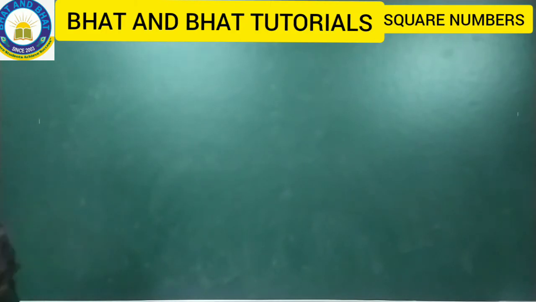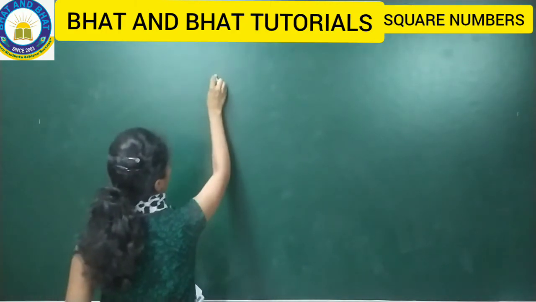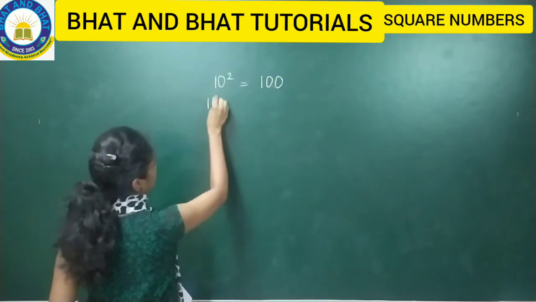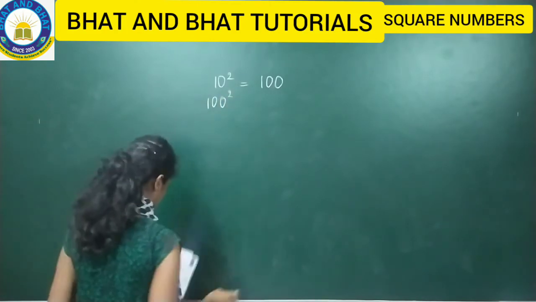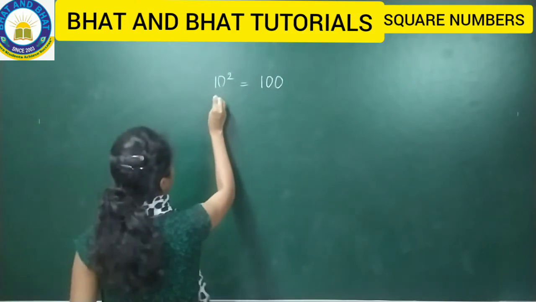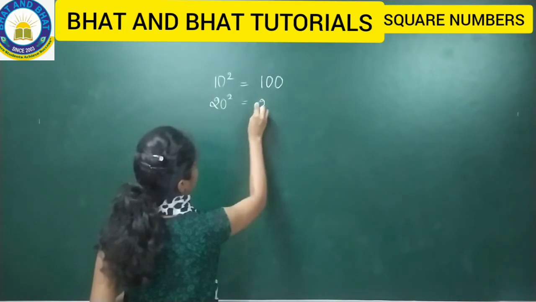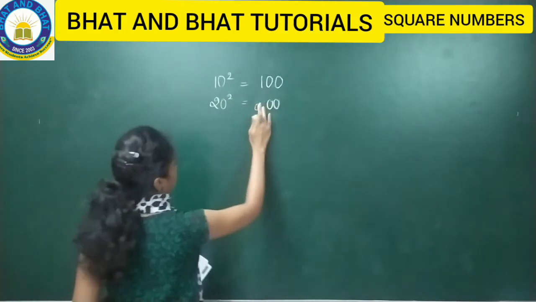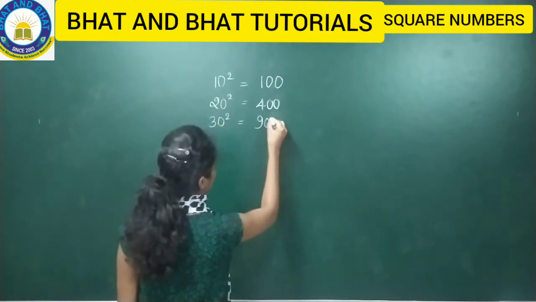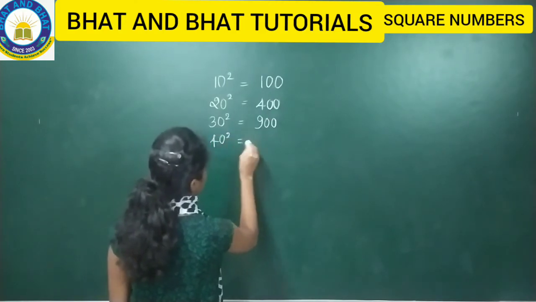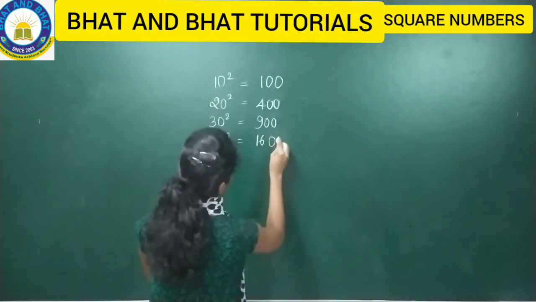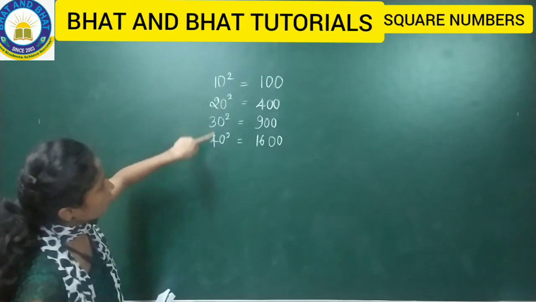Okay? So one of the tricks, see here, 10 square is equal to 100. 20 square is equal to 400. 30 square is equal to 900. 40 square is equal to 1600. Okay. So why am I writing this one?